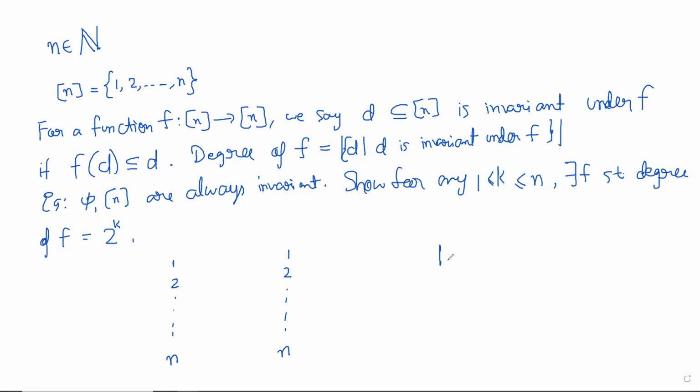So let me just make a guess. If I take a k, then how do I get a k invariant subset? I could just take the first k and map them identically, and the rest I have to just ensure that they don't. Oh, right. Okay, correct. So how do you do it?